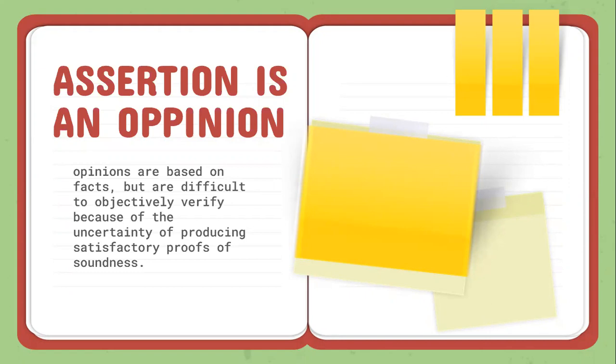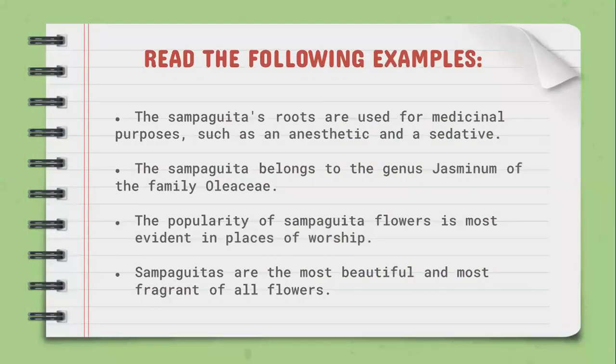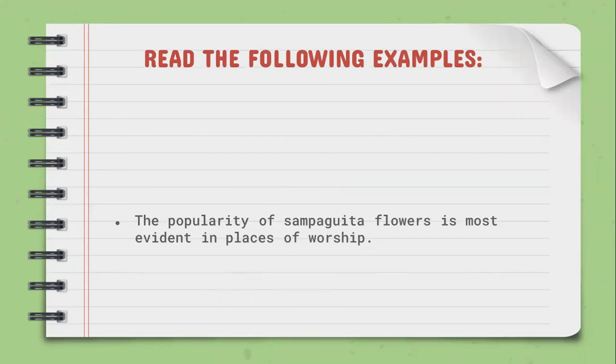So again, looking at the examples here, if you guess that the third one is the assertion of opinion, you are right. The popularity of Sampaguita flowers is the most evident in places of worship. As you can see here, the statement is an opinion because it is based on an observation that needs to be proven by studies and repeated observation. There are too many factors involved that make explicit judgment difficult.